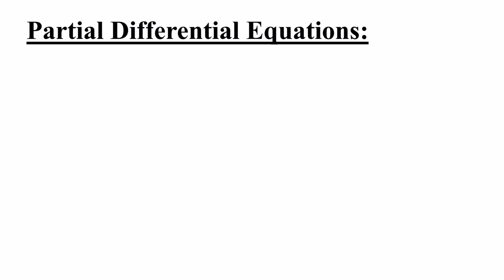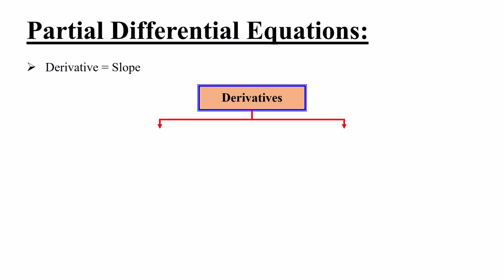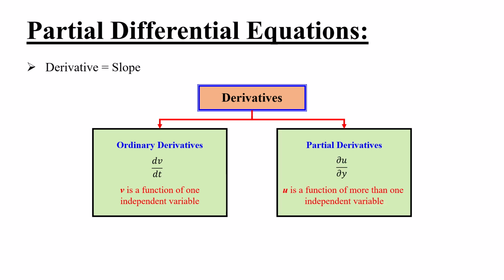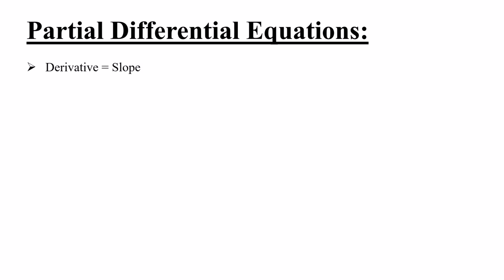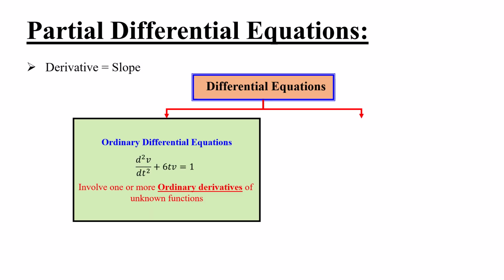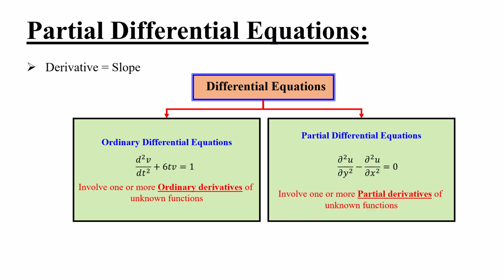Now to begin with, let's recall a derivative gives the slope or rate of change. In PDEs, our function has more than one independent variable, hence we deal with partial derivatives. In contrast with ODEs, or ordinary differential equations, which involve derivatives with respect to a single variable, here we have derivatives with more than one variable, and we call them partial differential equations if they are written in terms of an equation.